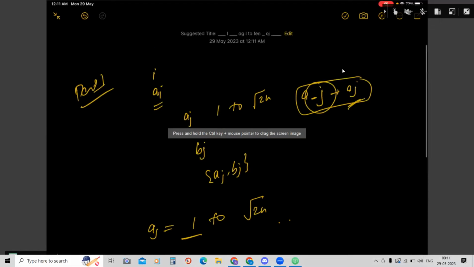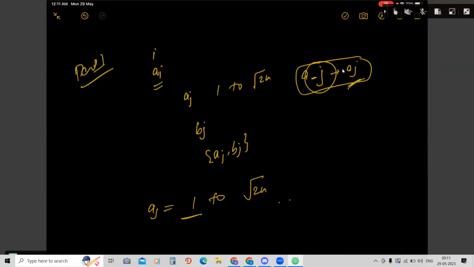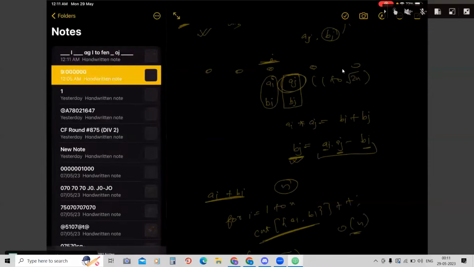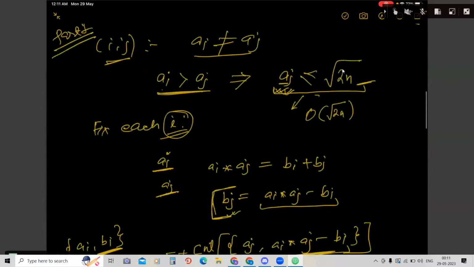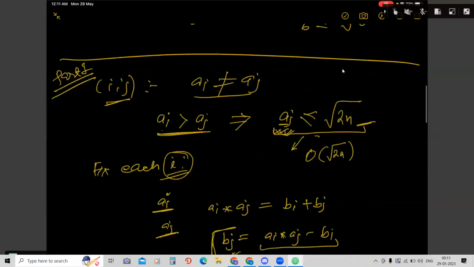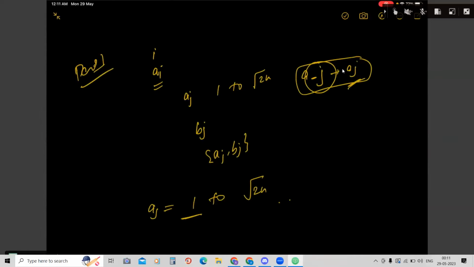Okay, so part 1 was clear, right? When I earlier explained the first solution, that was clear? That is clear. Okay, fine. So if that is clear, then this should also be clear, because in the first part we were first fixing I, due to which AI was fixed. After that we were running a loop over AJ from 1 to square root of 2n, right? Then we were evaluating BJ. BJ was what? AI into AJ minus BI.